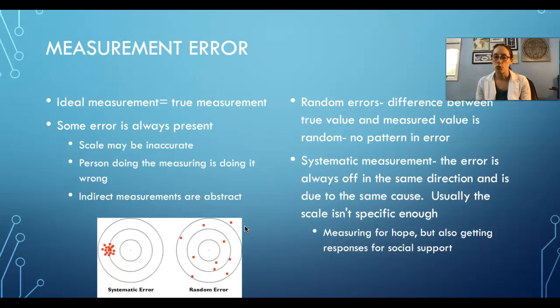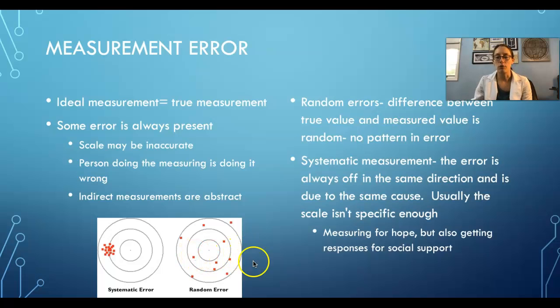So an ideal measurement is a true measurement, but some error is always present no matter what you do. Maybe the scale's inaccurate. Maybe the person doing the measuring isn't doing it quite right. Indirect measurements are abstract. So random errors are the difference between the true value and the measured value at random. There's no pattern in the error, and you can see that down here. This is random error. We don't really have a rhyme or reason as to how it's happening. It's just plain wrong. Maybe 4 different people are taking data and 2 of them are doing something over here, and one of them just writes a number down wrong, and then one of them accidentally puts a little extra weight on the scale when they take the measurement. So it's just a random error.